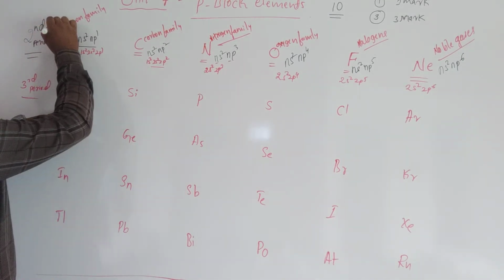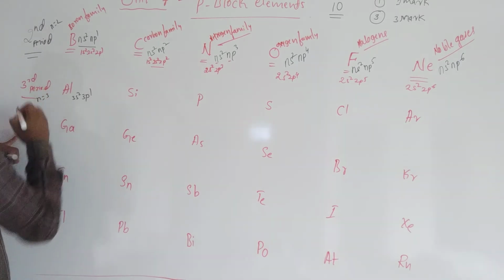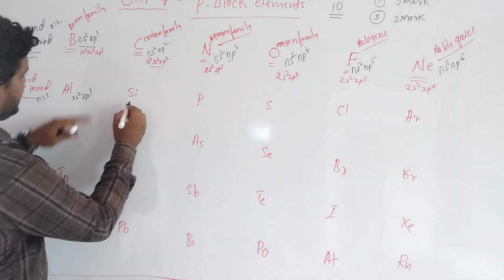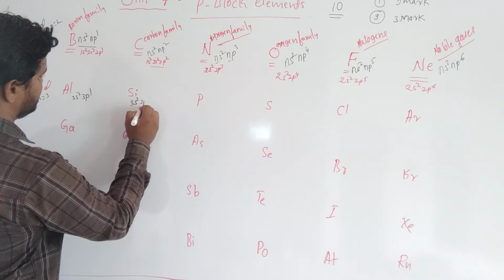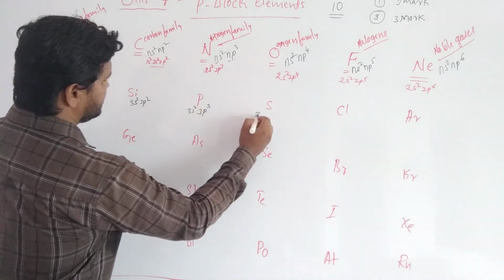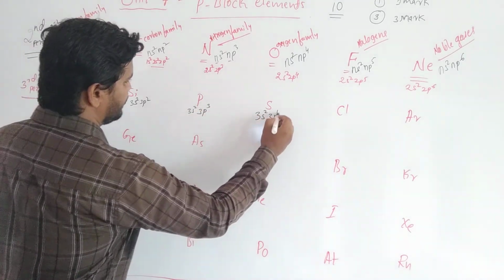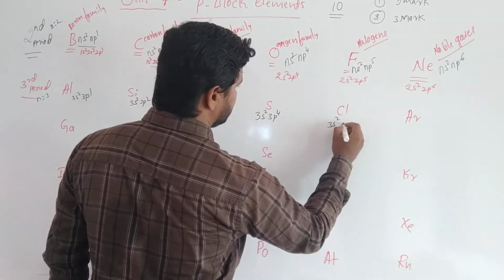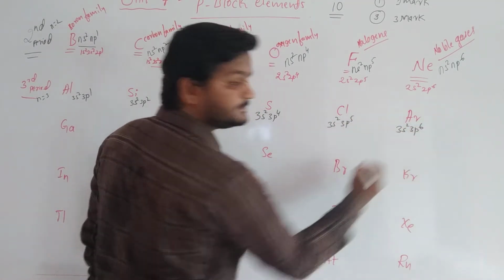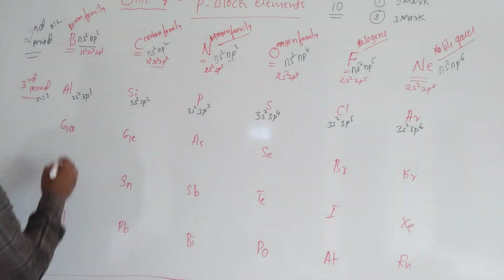For the second period n is 2, and here n is 3, because n represents energy levels and quantum numbers. 3s2 3p1, here 3s2 3p2, 3s2 3p3, 3s2 3p4, 3s2 3p5, 3s2 3p6.